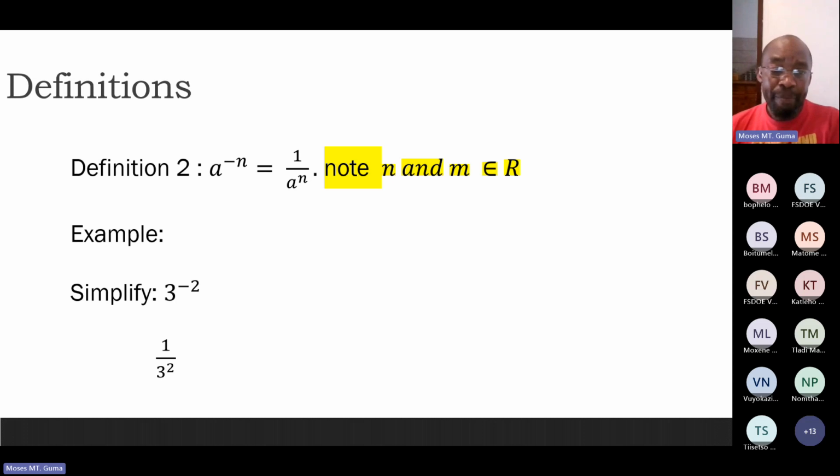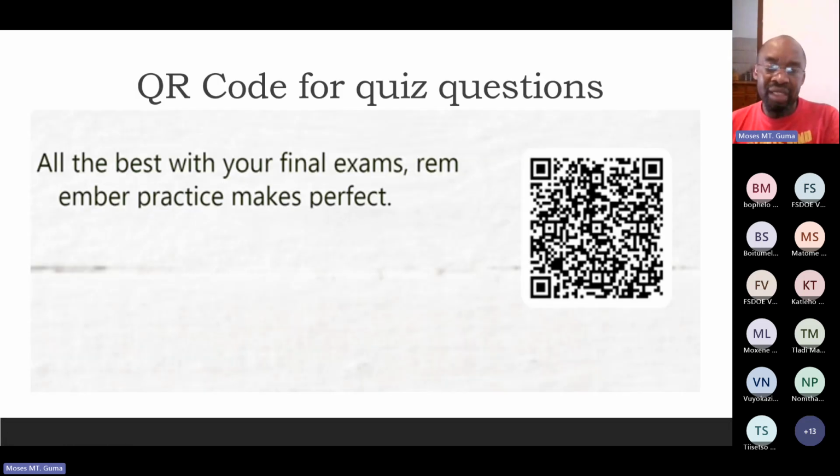Now, moving on, 3 to power minus 2, I have to take 1 and divide it by 3 to power 2, which is positive there. Folks, please remember all the laws and the definitions of the exponents.